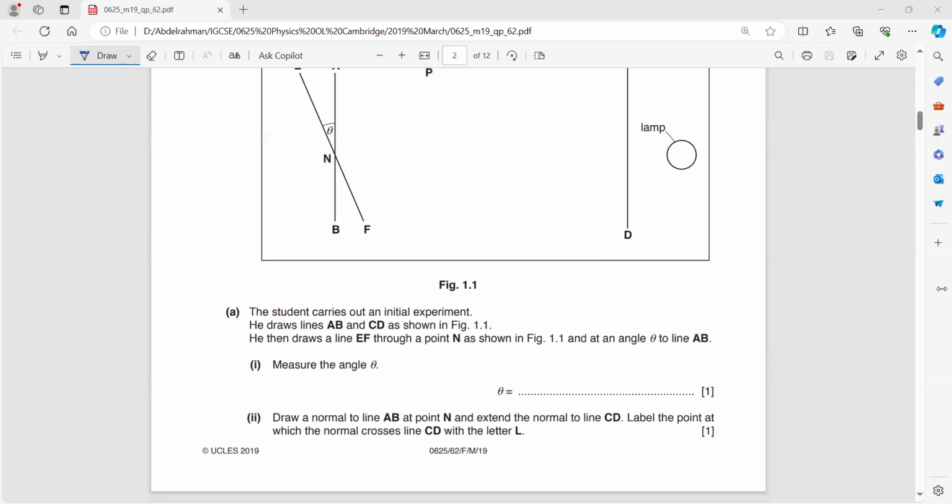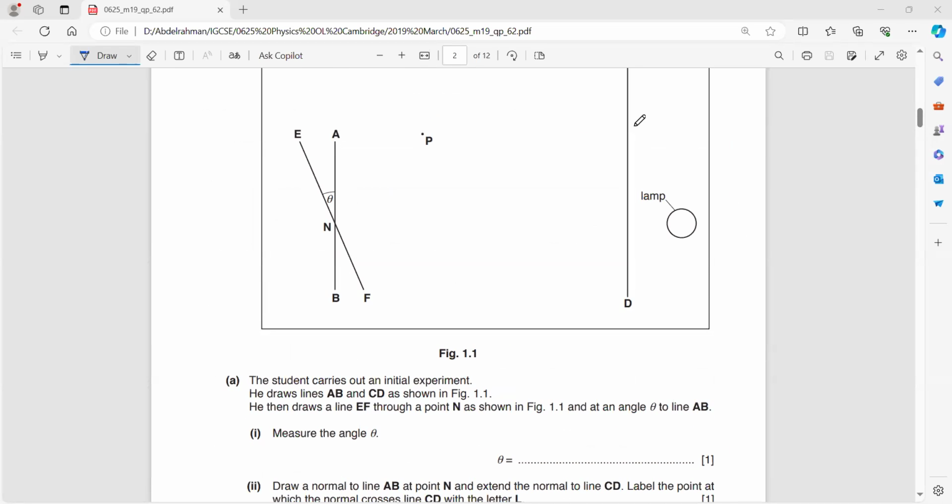The student carries out an initial experiment. He draws lines AB and CD, as shown in figure 1.1. He then draws a line EF through the point.